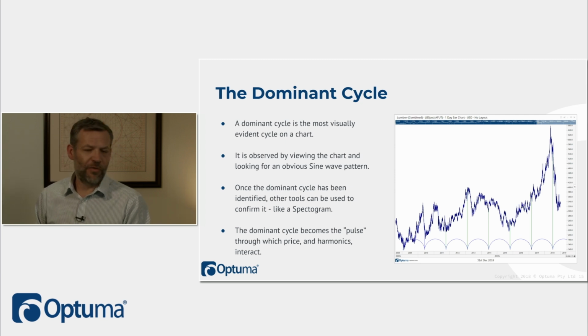Typically, we observe this on the chart. We look at the chart and we see what the dominant cycle is and we base everything off that. We're looking for that obvious sine wave that's happening. Once a dominant cycle's been identified, then we can use other tools to confirm it, like a spectrogram. We'll talk about that in a moment. The dominant cycle becomes the pulse through which all other harmonics and price interact and can be viewed and analyzed as well.